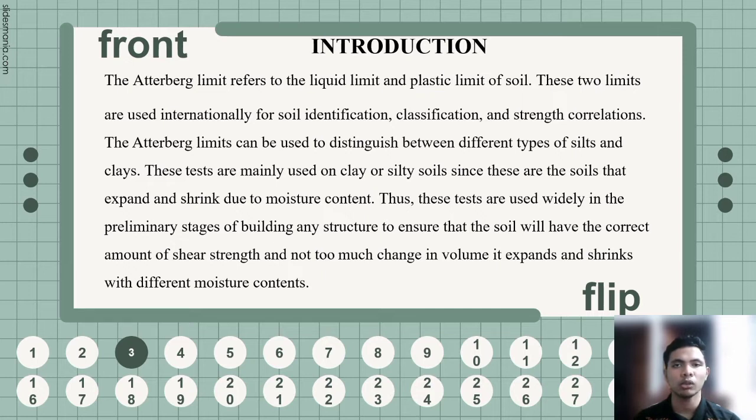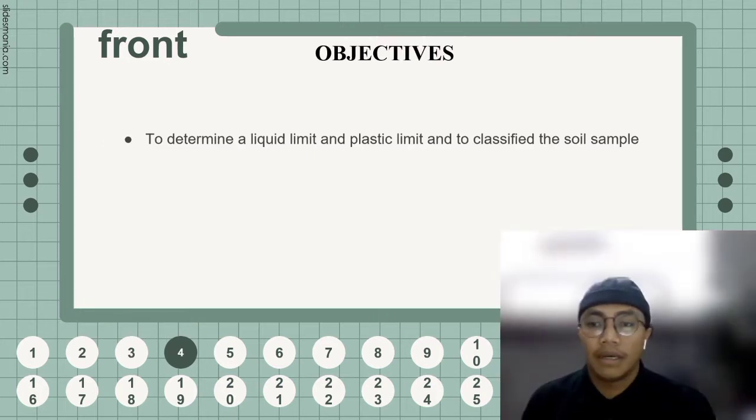These tests are mainly used on clay or silty soils, since these are the soils that expand and shrink due to moisture content. Thus, these tests are used widely in the preliminary stages of building any structures to ensure that the soil will have the correct amount of shear strength and not too much change in volume. It expands and shrinks with different moisture content. That's all for me.